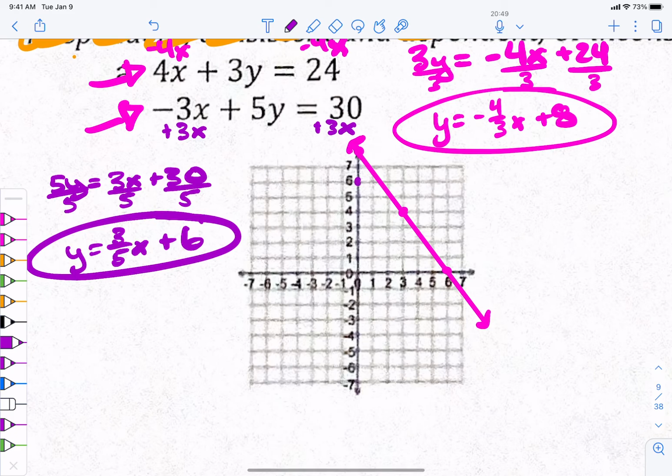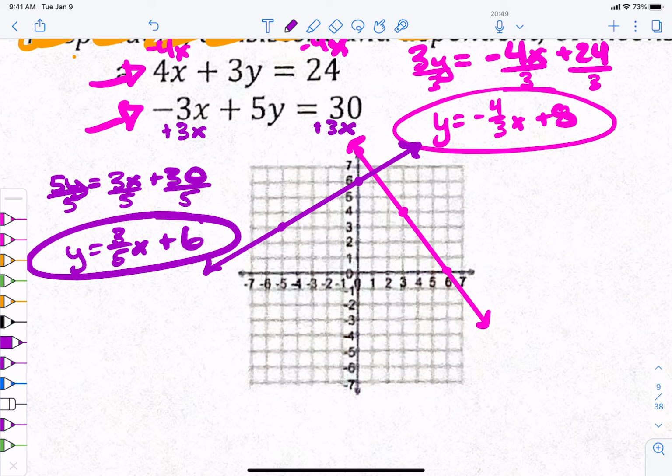All right, start at 6. Up 3 over 5, or down 3 left 5. 2, 4, 5. There he is. Something like that. Okay, and he did in fact cross one spot.